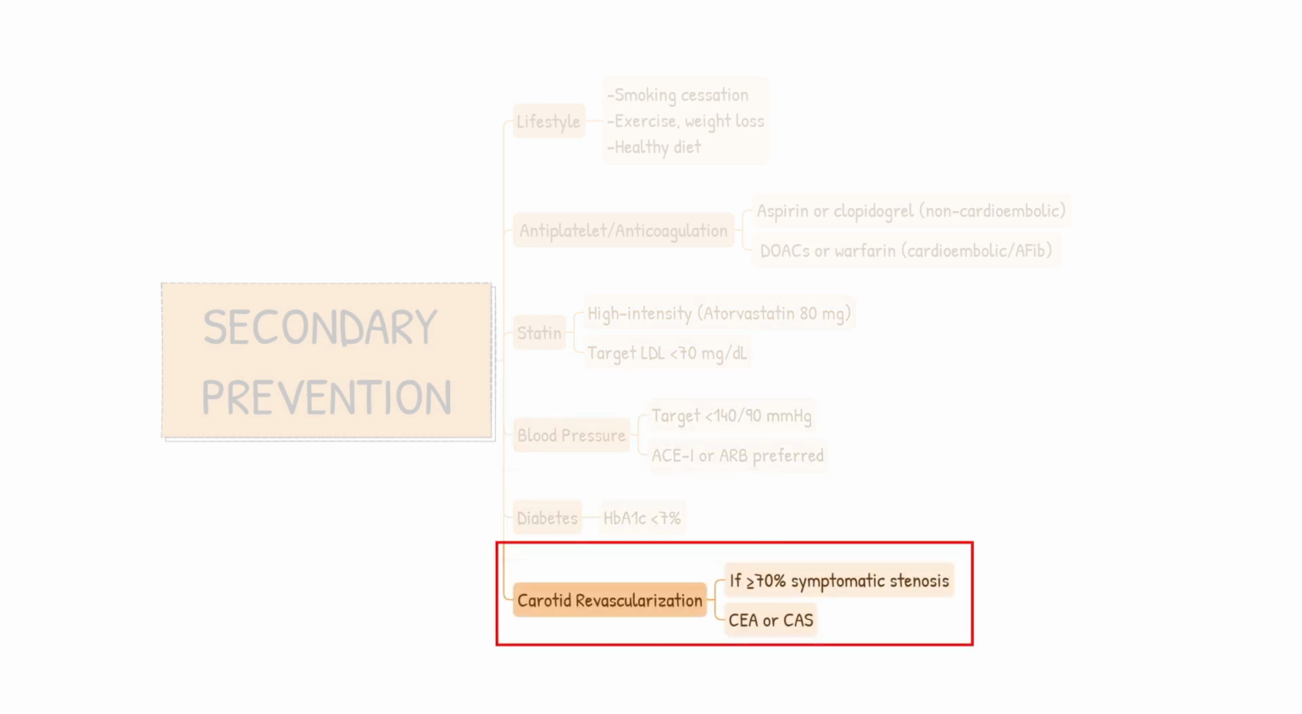If a patient has 70% or greater symptomatic carotid stenosis, consider carotid revascularization. Options include carotid endarterectomy or carotid artery stenting.